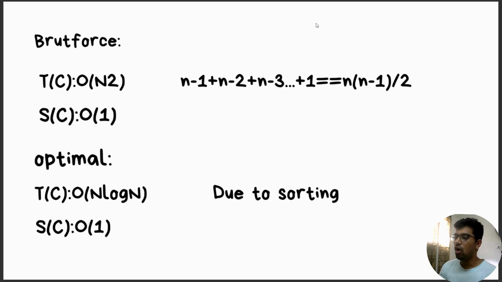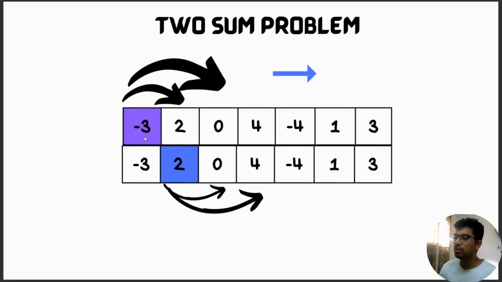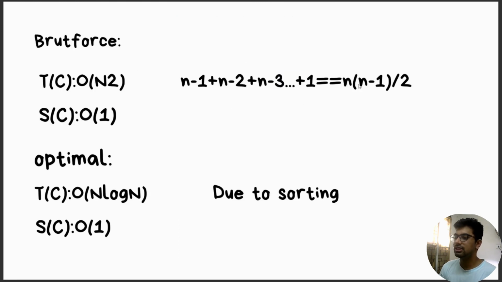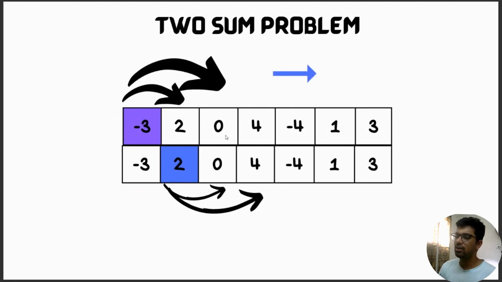So overall, how many operations are we doing? It will be the sum of the total of individual iterations. So it comes to n into n minus 1 by 2, that is big O of n square. So the time complexity is very huge. And for the space complexity, we are not taking anything, we are just storing the indices of two numbers.